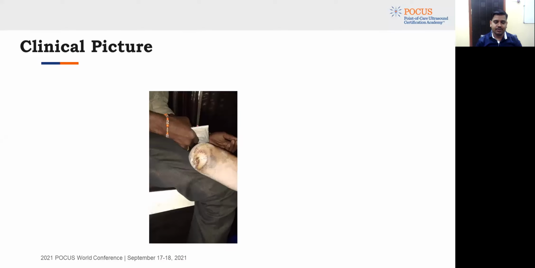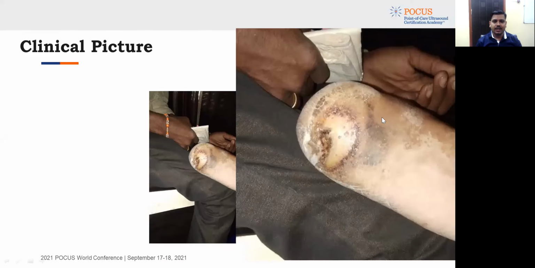This is the clinical picture. As we can see, there is a large non-healing chronic ulcer present on the left heel, which is quite deep, almost reaching the bone. The important clinical catch over here is that this ulcer is painless, and all of us very well know that painless ulcers are due to nerve pathologies, and vascular ulcers are very much painful.